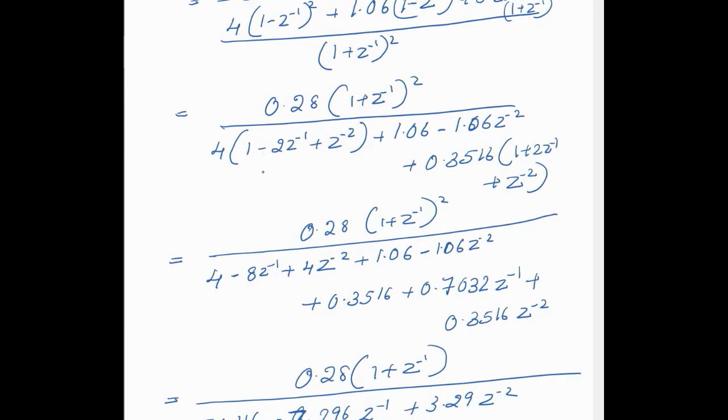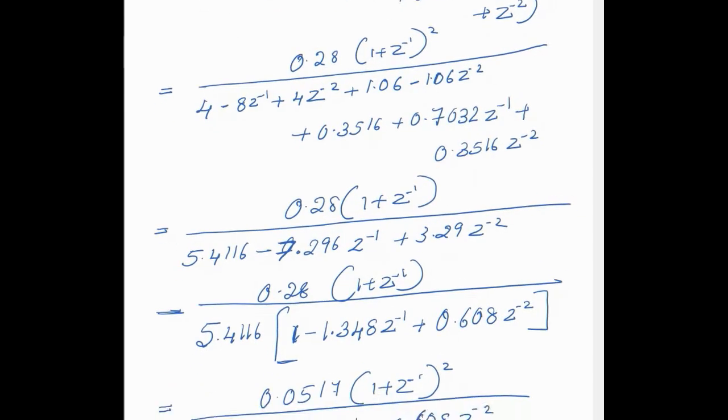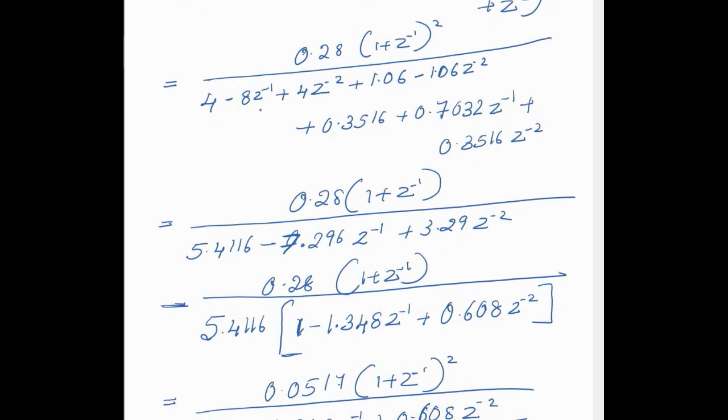1 minus z inverse the whole squared is equal to 1 minus 2 z inverse plus z raised to minus 2, and here you will have 1 minus z inverse into 1 plus z inverse, that will be 1 minus z raised to minus 2, and in the final term also 1 plus z inverse the whole squared. Expanding, you have to take all the constant values first, then the z inverse value, then the z raised to minus 2 value, and you will get the final answer.